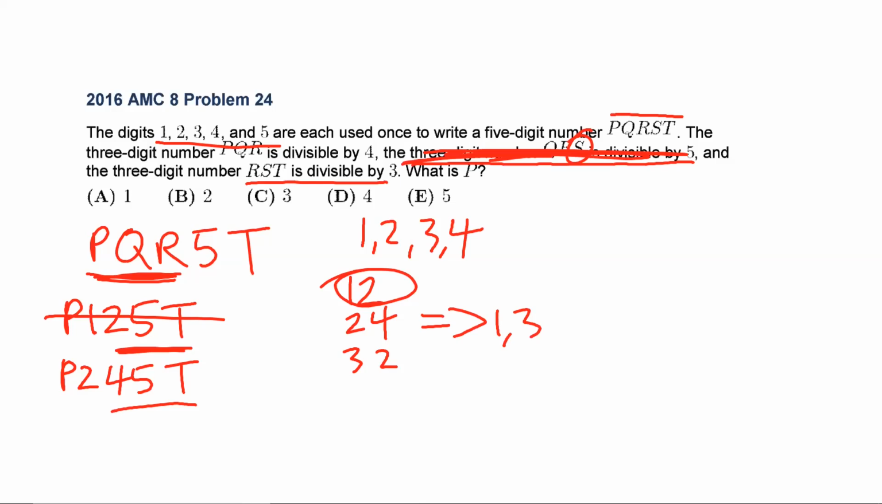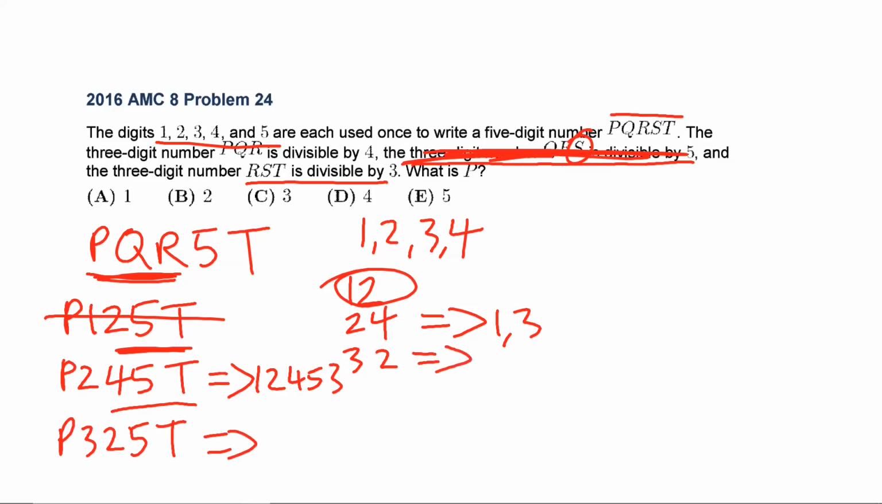So we find that the number 1, 2, 4, 5, 3 would actually work because it satisfies all the requirements. So the next case you can do is 3, 2. So this would be P, 3, 2, 5, T. And at this point, once you use 3 and 2, only the numbers 1 and 4 would be left.